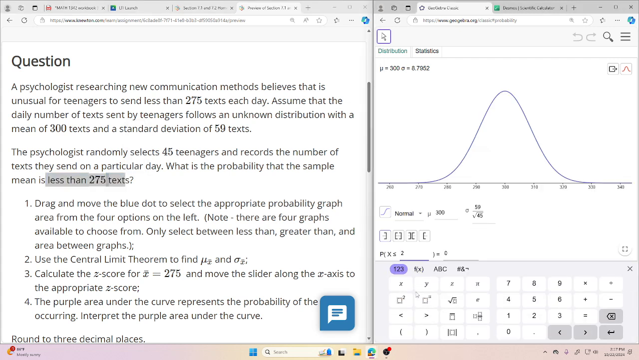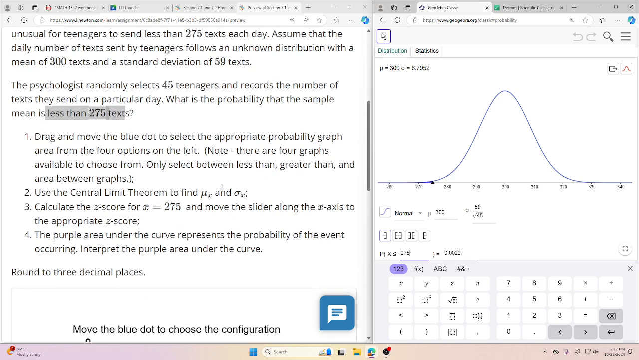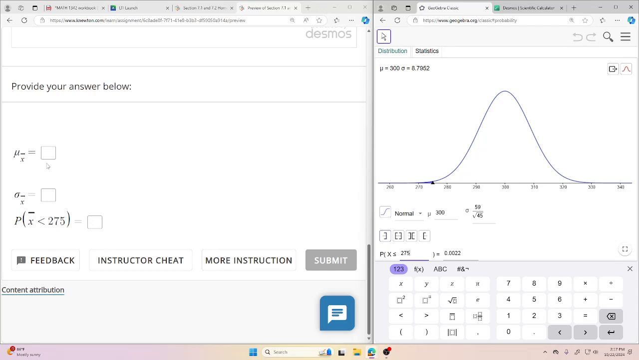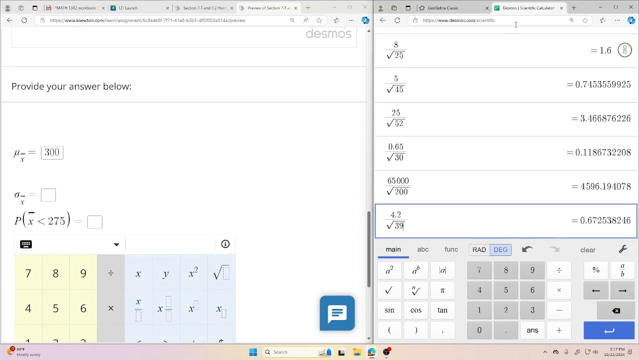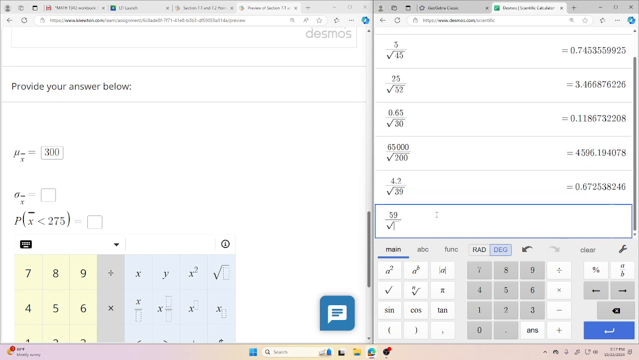That sounds like a lot. I'm wondering why I didn't read it. So let's go and put in some stuff. My mean has not changed. My standard deviation, here we go. 59 divided by the square root of 45. Thank you. It's too many numbers to remember.